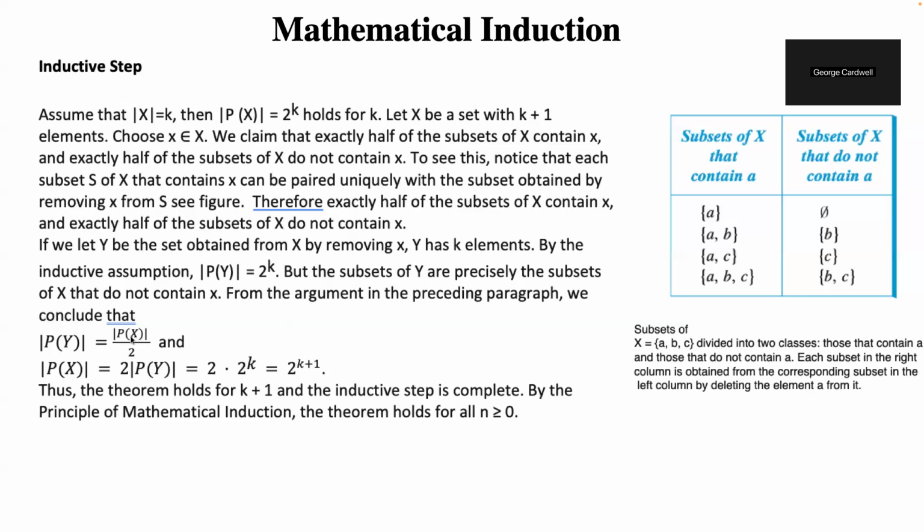Okay. Therefore, the cardinality of P(X) is 2 times the cardinality of P(Y), solving for P(X) by multiplying both sides by 2, which means 2 times 2 to the k. So 2 times 2 to the k equals 2 to the k plus 1. Thus, the theorem holds for k plus 1, and the inductive step is complete. And by the principle of mathematical induction, the theorem holds for all n greater than or equal to the base case. So now you know for sure that any set that has n elements will have 2 to the n subsets.